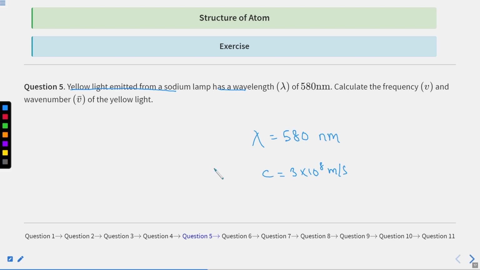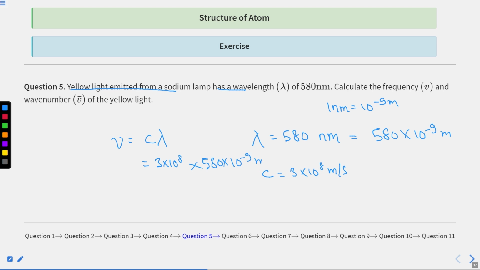Now what is the relation between lambda and nu? So nu is equal to C by lambda. Okay. So we have to calculate the nu. So that will be equal to 3 into 10 to the power 8. Now we have to convert this into meter, so 1 nanometer is equal to 10 to the power minus 9 meter. So 580 nanometer will be 580 into 10 to the power minus 9 meter. Clear?